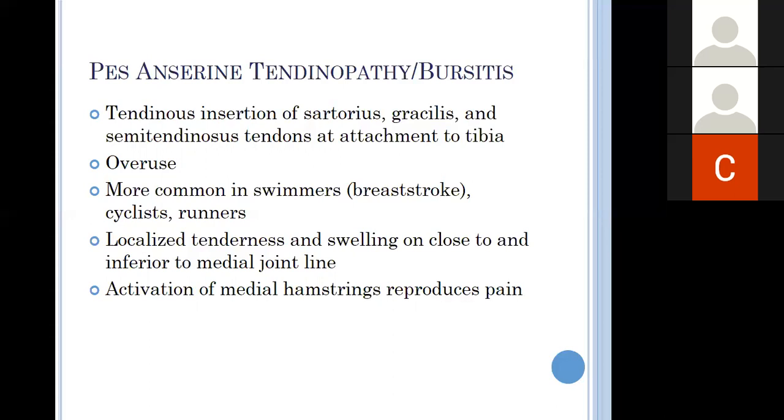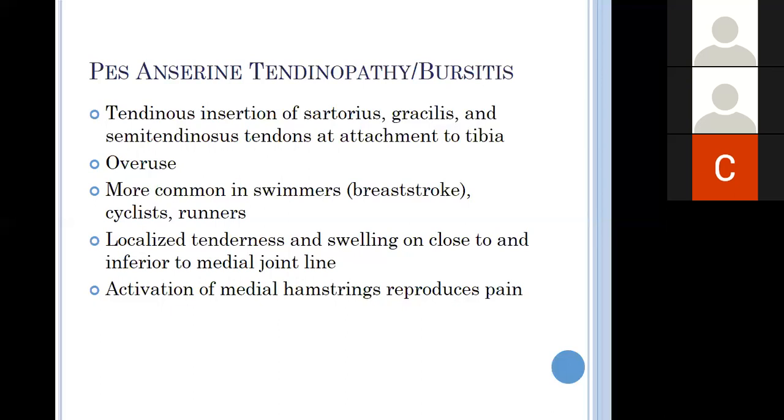You've got the insertion of the sartorius, gracilis, and semi-T, so say grace before T. You remember that back from First Aid, but those are the hamstring tendon attachments kind of in order as they go down over the tibia. So it's related to overuse. It's related to really tight hamstrings. It's more common in swimmers, and it's called breaststroker's knee, because as you're doing that frog kick out, it puts stress all through there. Cyclists and then runners get it too.